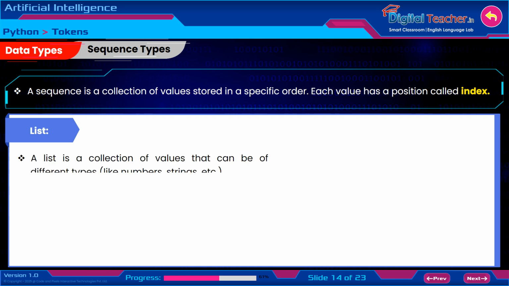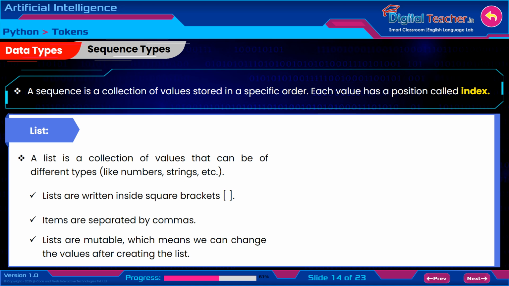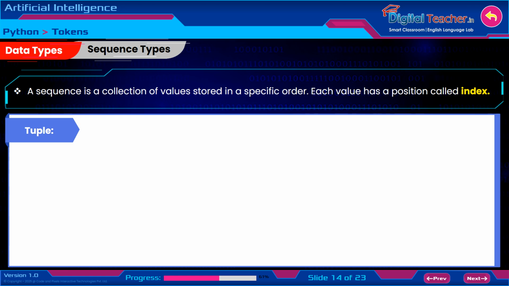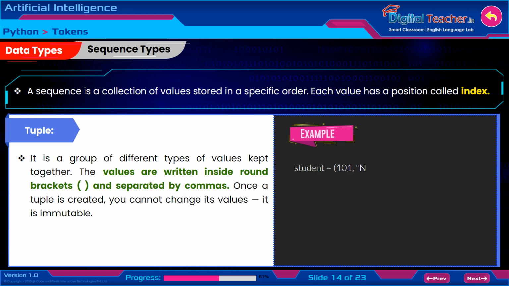List. A list is a collection of values that can be of different types. Lists are written inside square brackets. Items are separated by commas. Lists are mutable, which means we can change the values after creating the list. Example. Tuple: it is a group of different types of values kept together. The values are written inside round brackets and separated by commas. Once a tuple is created, you cannot change its values, it is immutable. Example.